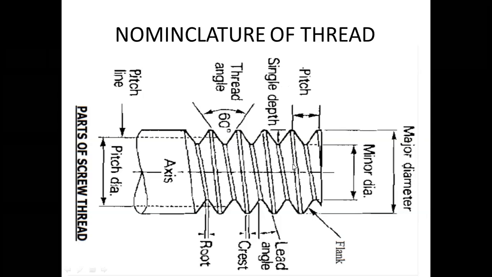In the previous class I did ISO threads, how to draw the ISO threads. Whenever they give the thread, they will only give the pitch. The distance between consecutive crests, this is the pitch. This is the crest. This is the root, the bottom one. The distance between two consecutive roots or consecutive crests is referred to as pitch. Only pitch will be given.